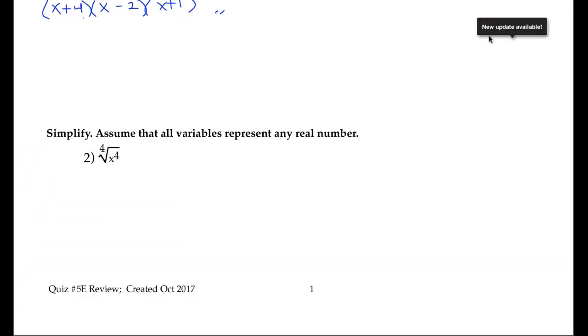All right, so for question number 2, it asks you to simplify what this expression is you see here. And notice here that it says that all of your variables represent any real number. And what that means is it can be any number, whether it's positive, negative, or zero.